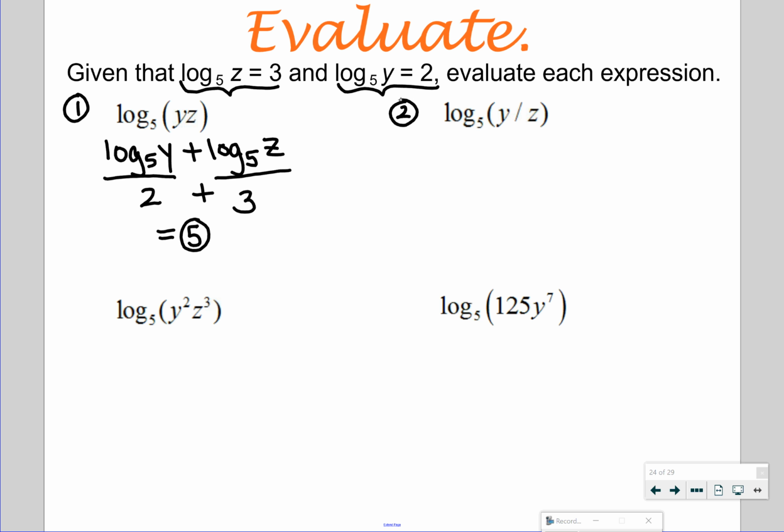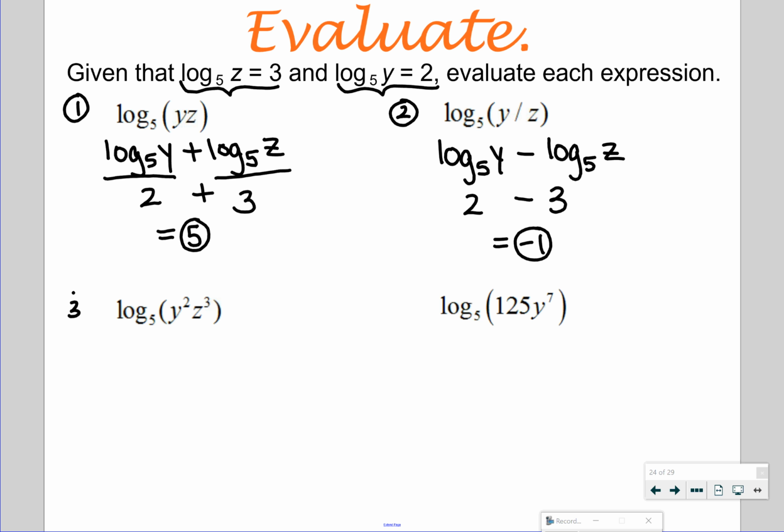All right, so in the next one, I have division. So that's going to change to log base 5 of y minus log base 5 of z. Log base 5 of y evaluates to 2. We were given that. Log base 5 of z was 3. 2 minus 3 gives me negative 1.